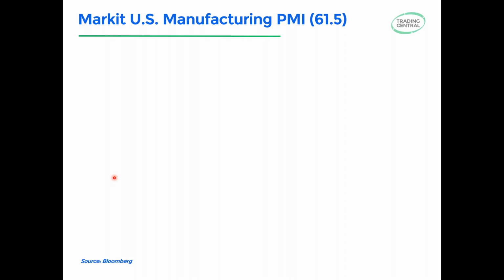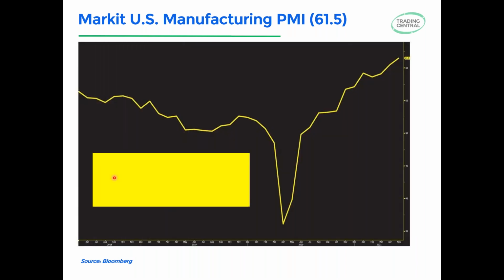Now, this is the US manufacturing PMI. Above 50, it is expansion. Below 50, contraction. Easy to understand, right? Look at the chart, please. The latest one for May is 61.5, above expectation, and you can see the manufacturing sector in the US is expanding.